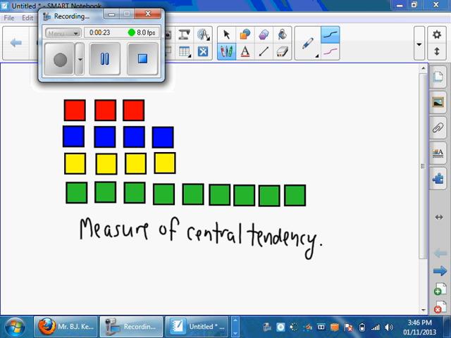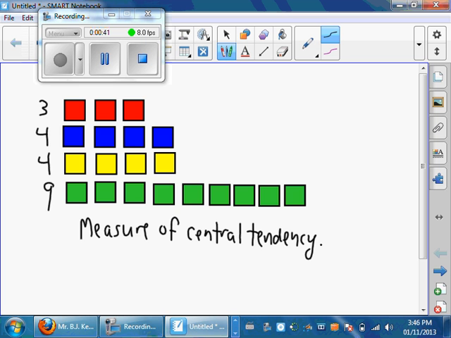So what we did is we asked the students in the class to draw the color square that is their favorite color. As you can see here, we've got 3 students that drew in red. So there's 3 students whose favorite color is red, 4 students whose favorite color is blue, 4 students yellow, and 9 students whose favorite color is green.